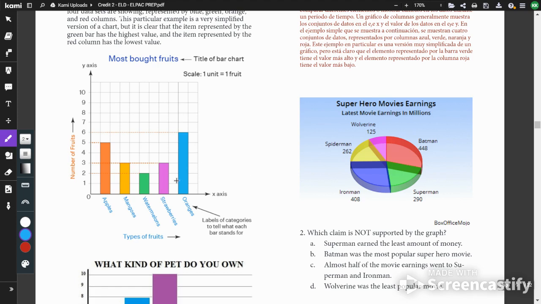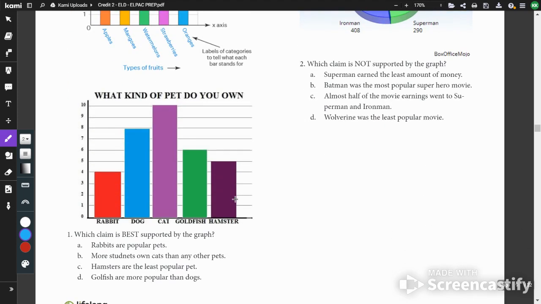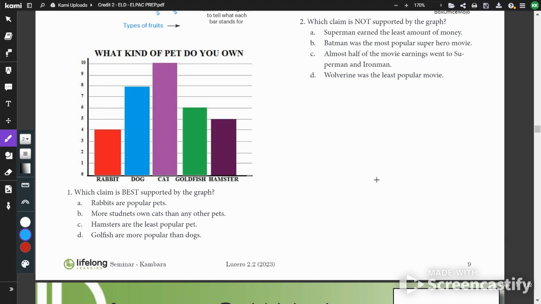And just by looking at it, without looking at the numbers, you can see that the blue bar is higher than any of the other colors. So let's take a look at the next part.